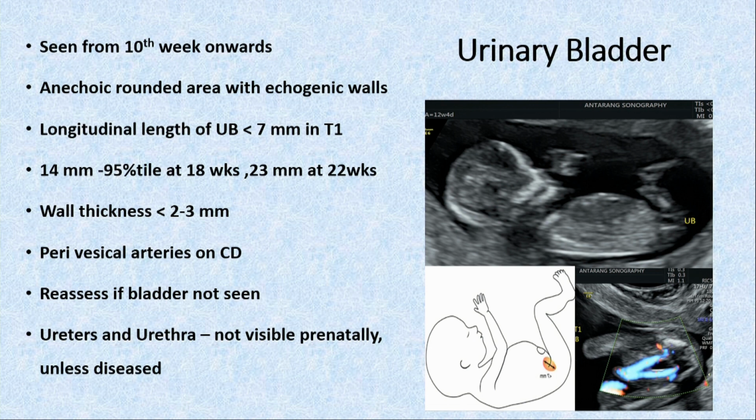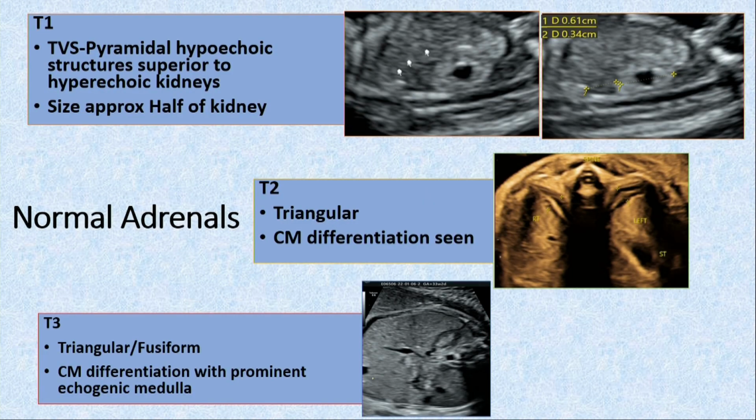And then the urinary bladder, which is visualized from the 8th-10th week onwards. It's an anechoic area. The longitudinal length should not be more than 7, and it should be measured craniocaudal. The wall thickness should not be more than 2 to 3 millimeters. We have to assess the bladder in each and every patient, and we have to remember that the urethra and the ureters will not be visualized unless they are dilated.